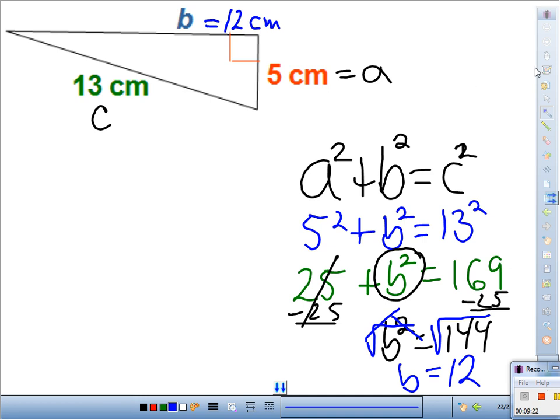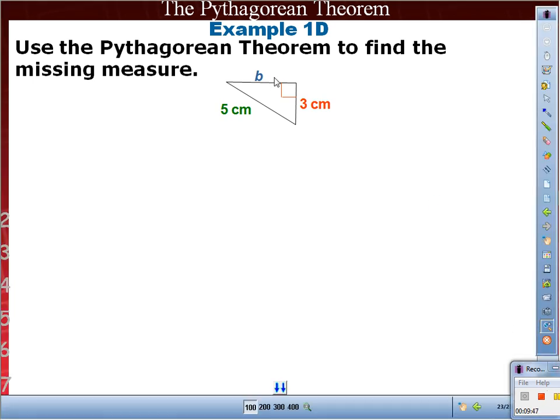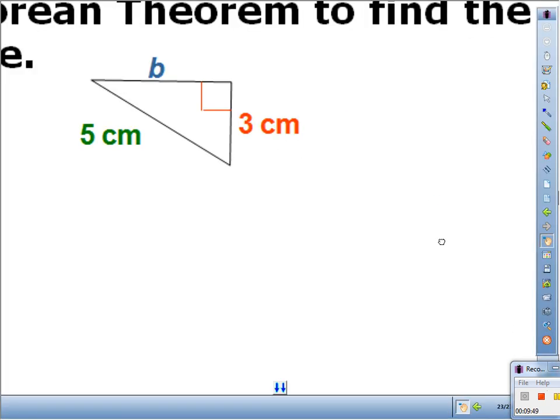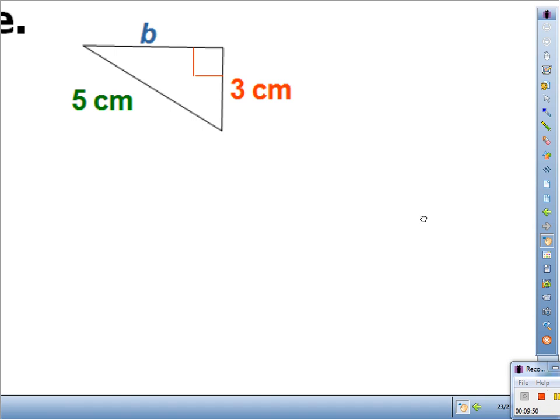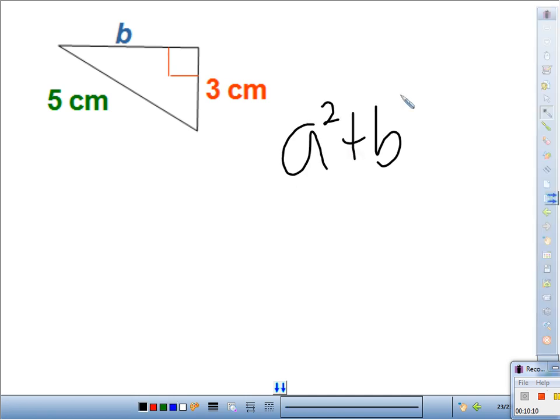All right, let's see. You're going to do one by yourself. Example 1D. Let me zoom in. There it is. Example 1D. Copy that triangle and solve for the missing variable. Ready? Go. All right, let's see. Help me with this one. Step 1, Mel. Write the Pythagorean theorem. A squared plus B squared equals C squared. Continue.